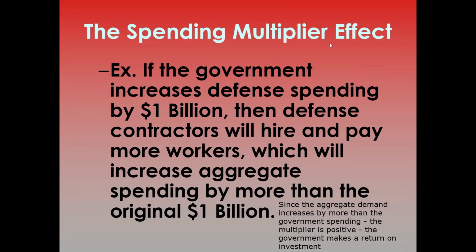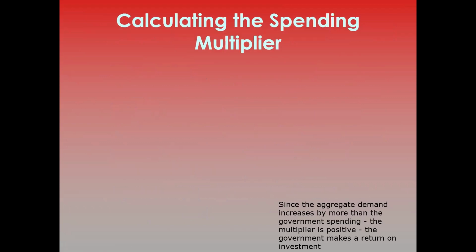So that's key here. This example is good because it clearly shows the multiplier is positive. So if you're a government employee in this case, you will likely approve this because it will lead to more benefits than the investment was. So that's one of the ways the government makes decisions.